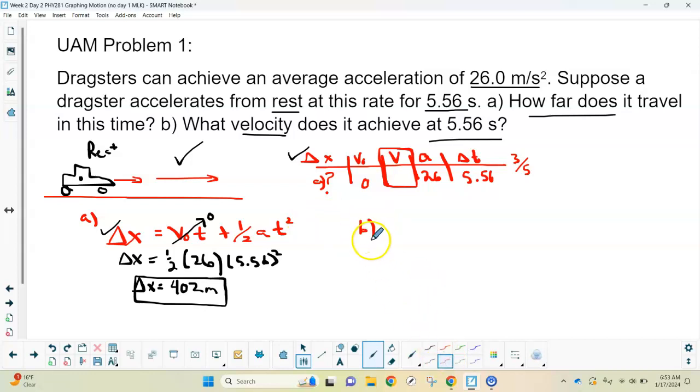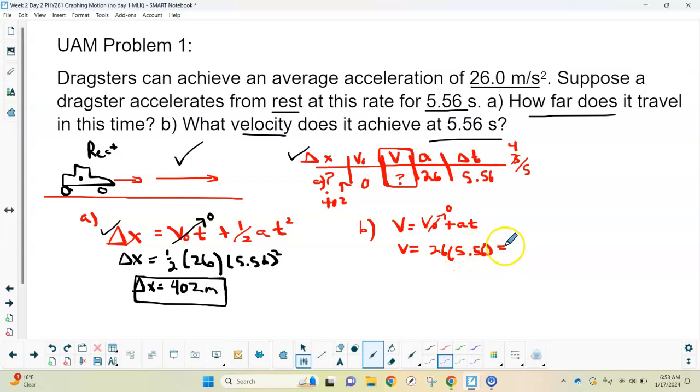Part B wants to know what's the final velocity. We can put this 402 in here if we wanted to for our answer here. Once you have 4 out of the 5, so now we have 4 numeric values, and we're looking for the final velocity, you can use any equation you like. I usually tell my students to pick the easiest one. The easiest one for this setup is V equals V0 plus a t. And again, it's just plugging in and evaluating the numbers. So V is what we're looking for. V0 is 0, so that's going to go away because we start from rest. So it'd just be 26 times 5.56.